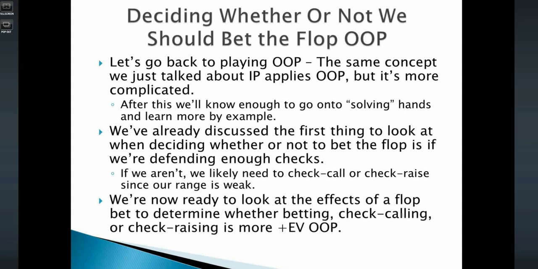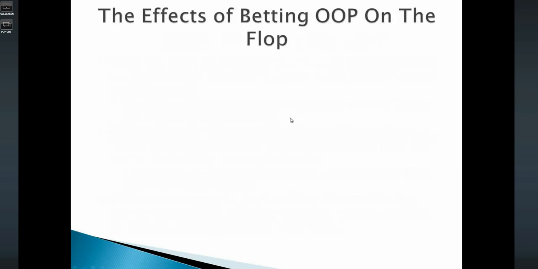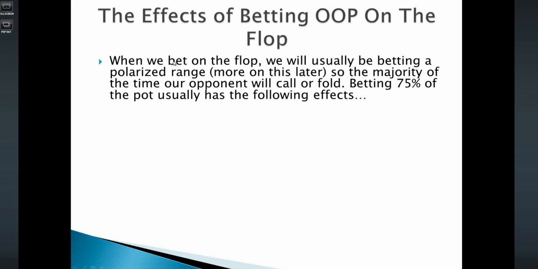So now we're just going to figure out, by looking at specific hands, how we determine what line is the most effective one. We're going to start off with analyzing the effects of betting out of position on the flop, which is going to be the most complex one we talk about right now. When we bet on the flop, we will usually be betting a polarized range, more on this later, so the majority of the time our opponent will call or fold. Betting 75% of the pot usually has the following effects.